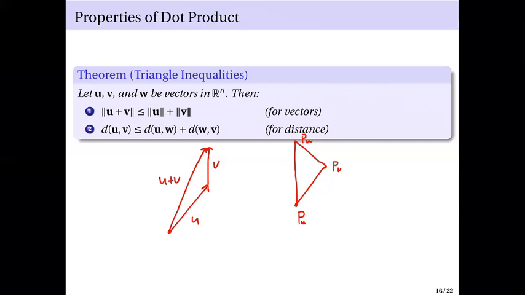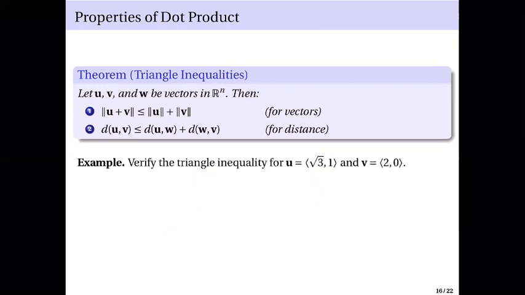Okay? So this path here is much, much longer than this path here. Okay? So distance between U and V, that is less than or equal to the distance between U and W plus the distance between W and V. Okay? And again, triangle. That's why they are called triangle inequalities. Okay? Let us verify these inequalities again. The triangle inequality for vectors U and V.